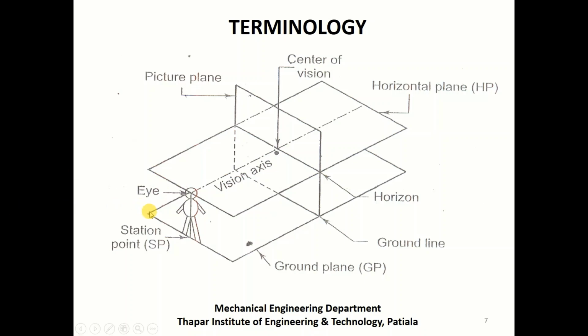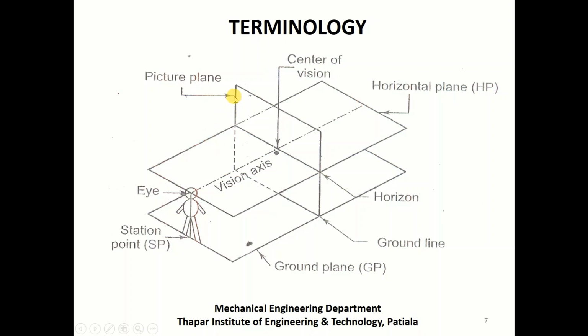The next important thing is the height of the observer. In this case, the height of the observer is the distance between the feet and the eye level. Then we assume that there is another plane which is passing through the eye level of the observer. This plane is called the horizontal plane. So you have a ground plane and you have a horizontal plane. The ground plane is a plane that passes through the feet level of the observer. The horizontal plane is a plane that passes through the eye level of the observer.